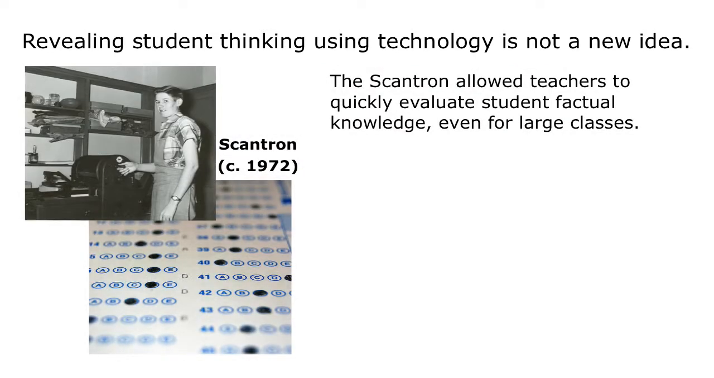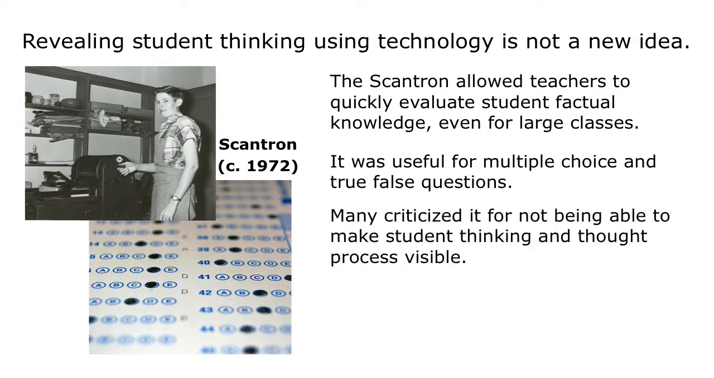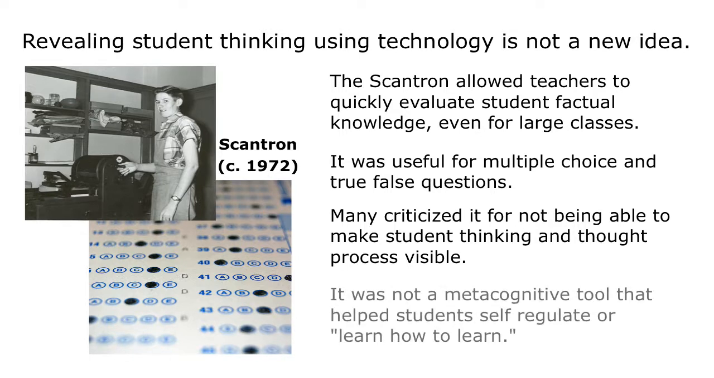Around 1972, the Scantron became a popular form of automating the grading process. It allowed teachers to quickly evaluate students' factual knowledge, even for large classes. The Scantron was useful for grading multiple choice and true-false questions. It was criticized for not being able to make student thinking and thought process visible. It was not a metacognitive tool that helped students self-regulate or learn how to learn.